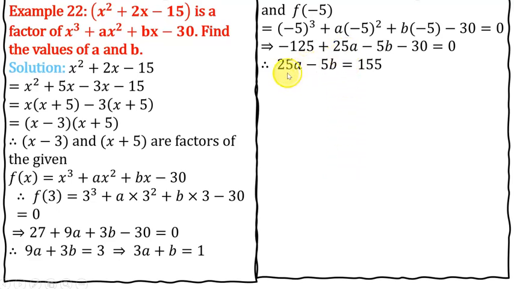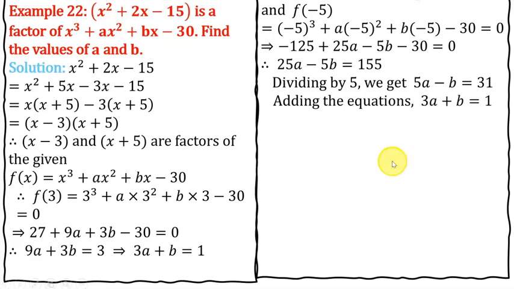Next simplification: 25a minus 5b is equal to minus 125 minus 30. That is minus 155. Shift this to the right hand side. Again, divide this by 5. Then you will have 5a minus b is equal to 31. And this is the second equation.